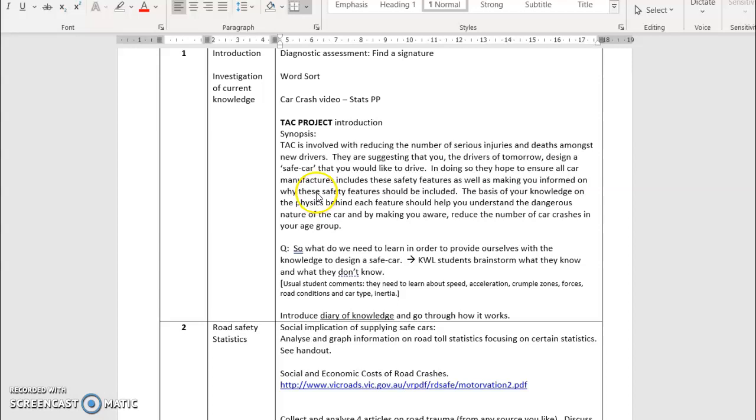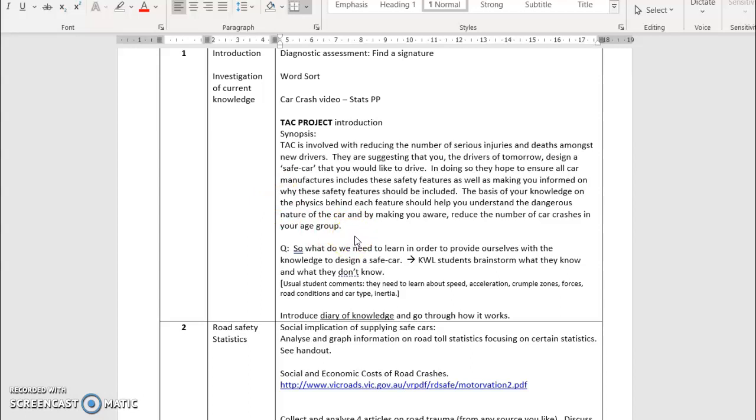And in doing so, we hope to ensure all car manufacturers include these safety features, as well as making you informed on why these safety features should be included. And the basis of your knowledge on the physics behind each feature should help you understand the dangerous nature of the car, and by making you aware, reduce the number of car crashes in your age group. So I've kind of set the scene here in terms of why I'm setting the project.